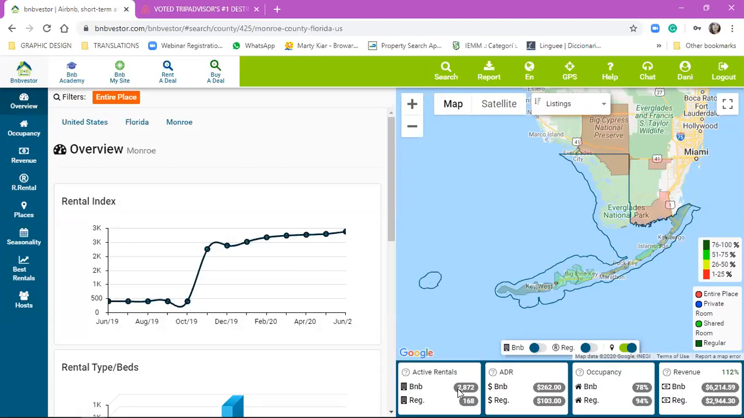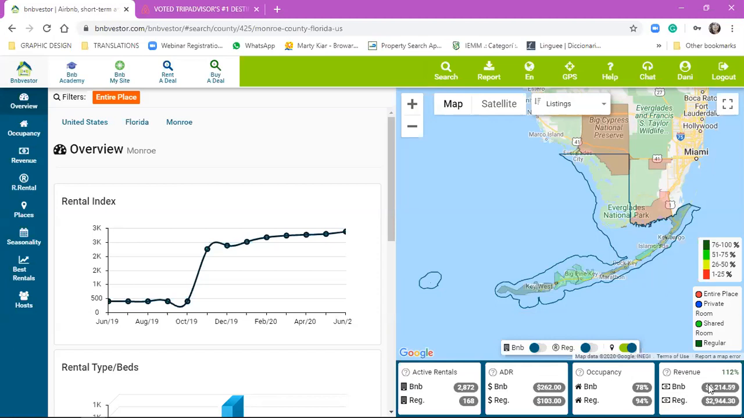But you see that there's 168 active regular rentals. There's not very much. So what's the business over here? The business is more BNBs than regular rentals. Now you can see that they also have a very high average daily rate for BNB comps. You have a very stable occupancy of 78%. It's absolutely great.